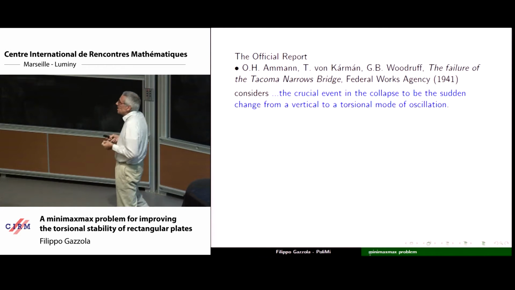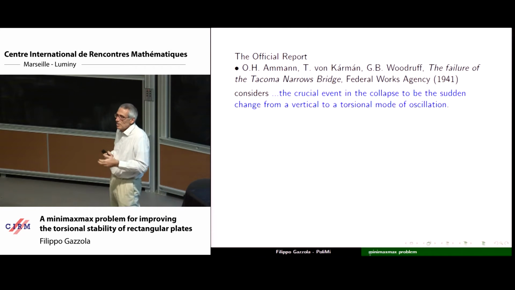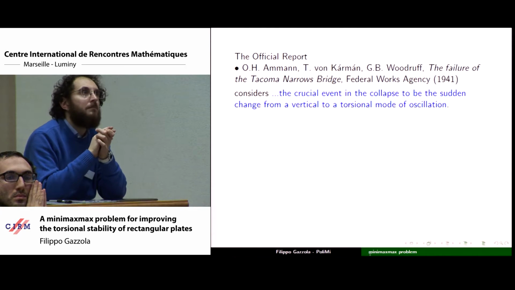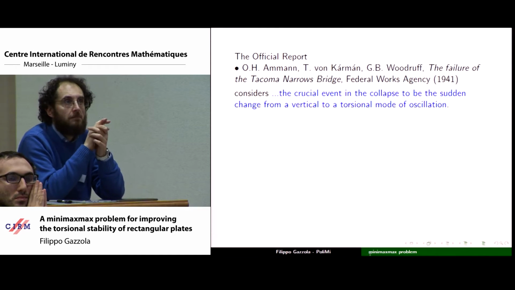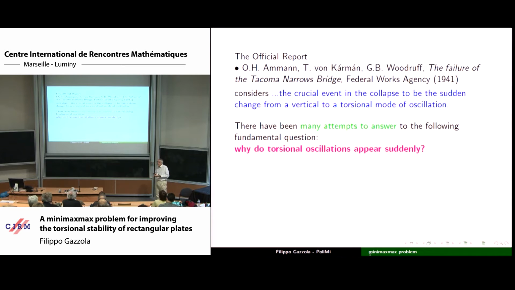And this is precisely the conclusion that was also reached by the federal report that was done just after the collapse. And on the board there was also Theodor von Karman. As you may see, their conclusion is that the torsional displacement oscillation is the one which led to the collapse. And therefore, of course, this leads to the question: why do torsional oscillations appear in bridges? So why does this instability manifest?